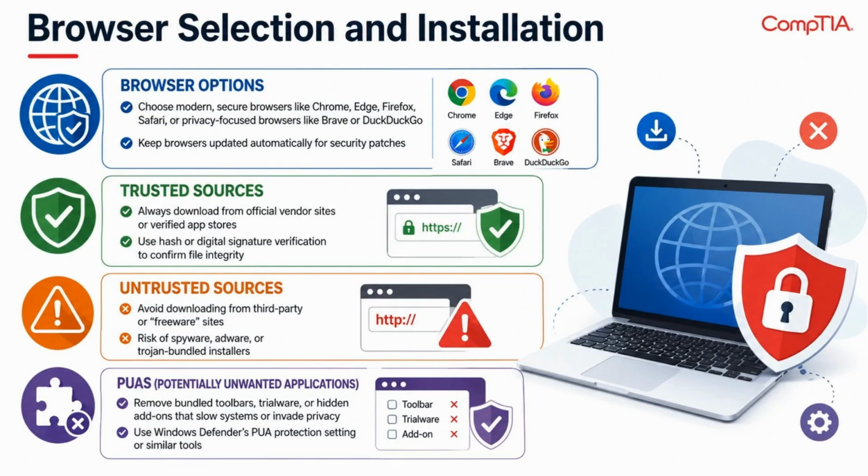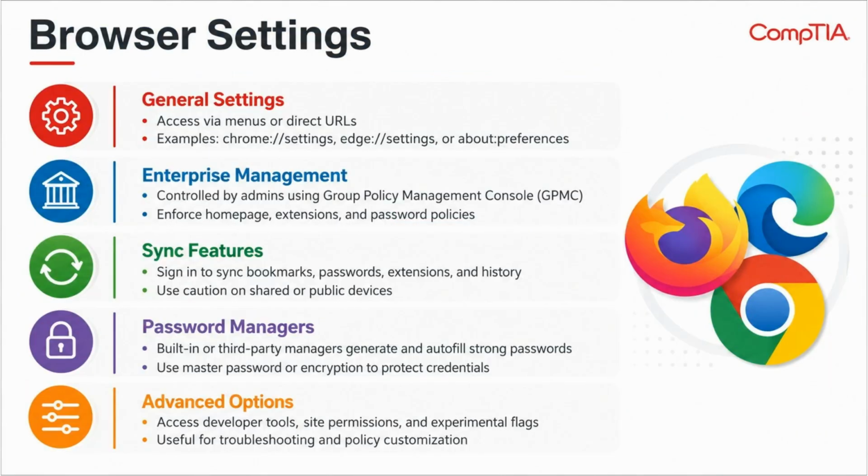Access general browser settings through menus or direct URLs like chrome://settings or edge://settings. In enterprise environments, admins control these through the Group Policy Management console, enforcing homepage, extensions, and password policies. Sync features let you sign in to sync bookmarks, passwords, extensions, and history. Use caution on shared or public devices.